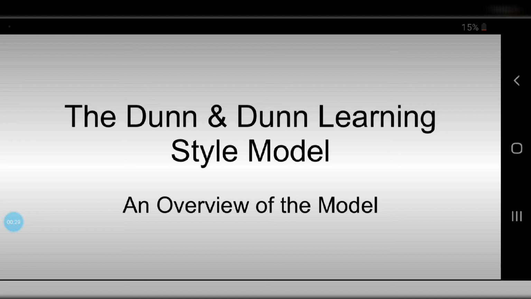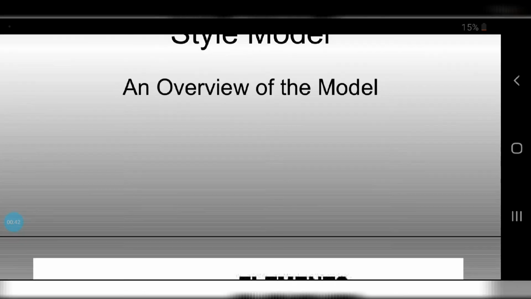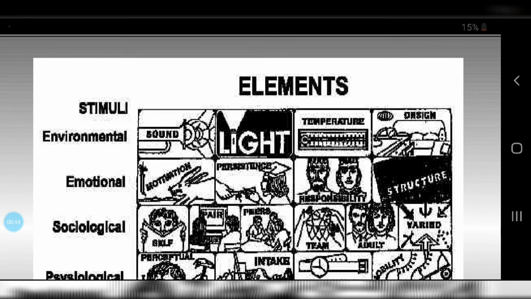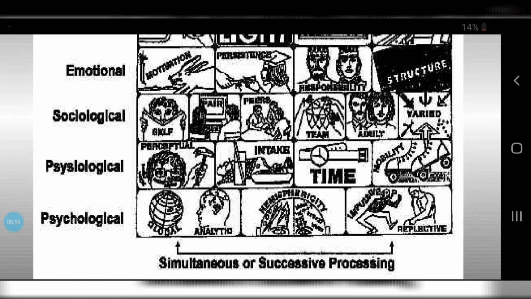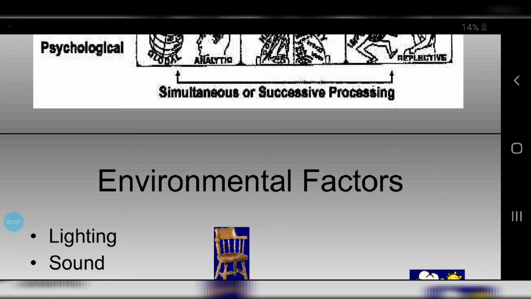So here we have the Dunn and Dunn learning style model. Dunn and Dunn, because it was designed and developed by Dr. Rita Dunn and Dr. Kenneth Dunn. Here you could see the elements, in which we have the following stimuli, which are categorized under environmental, emotional, sociological, physiological, and psychological. One by one we're going to discuss.